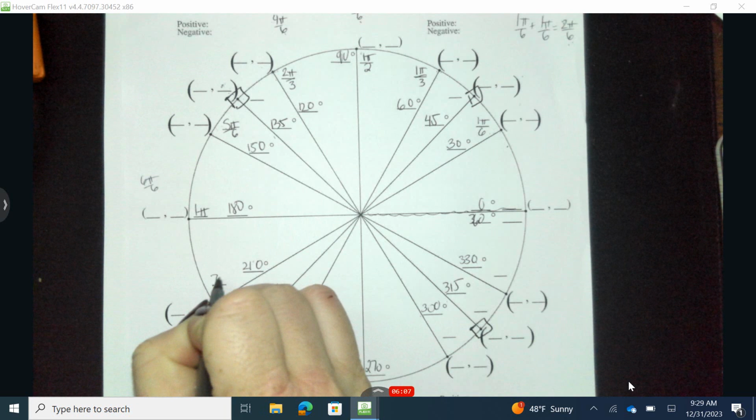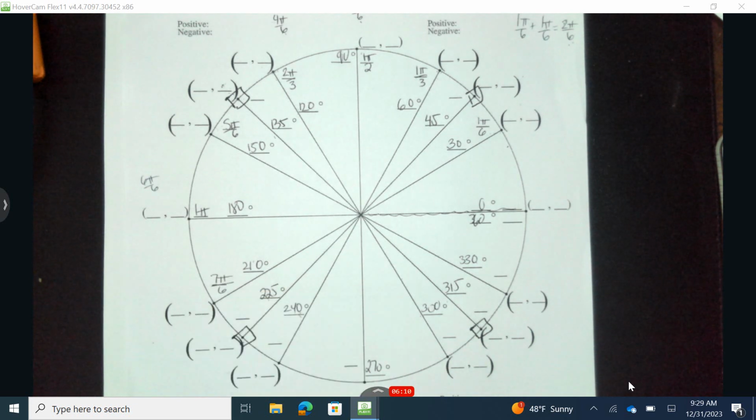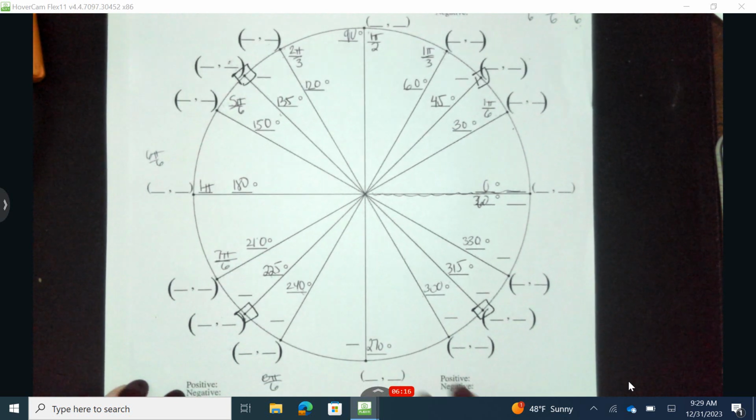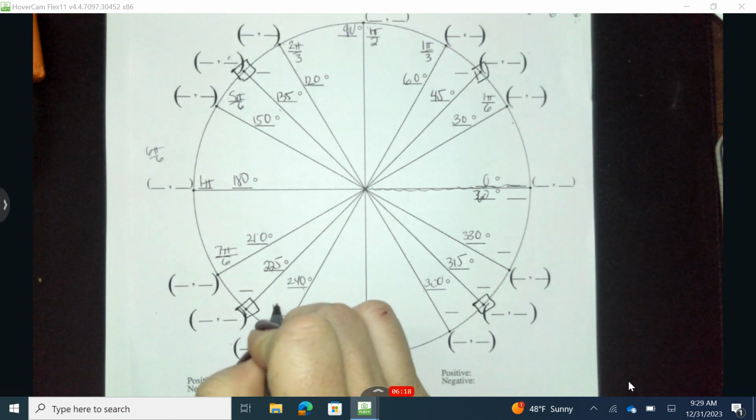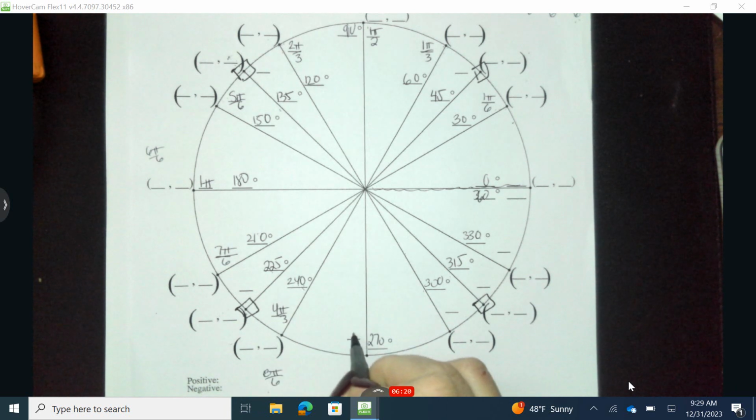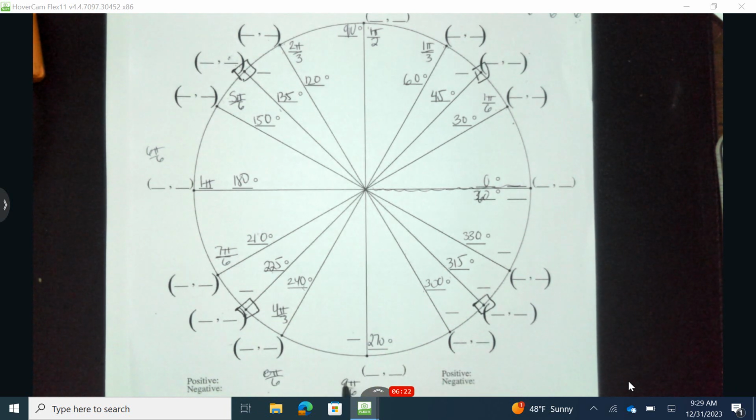So this is going to be 7 pi over 6, which does not reduce. This will be 8 pi over 6, and I know 8 pi over 6 does reduce to 4 pi over 3. This is 9 pi over 6, but they're both divisible by 3, so 3 pi over 2. Okay, so this is 9 pi over 6.